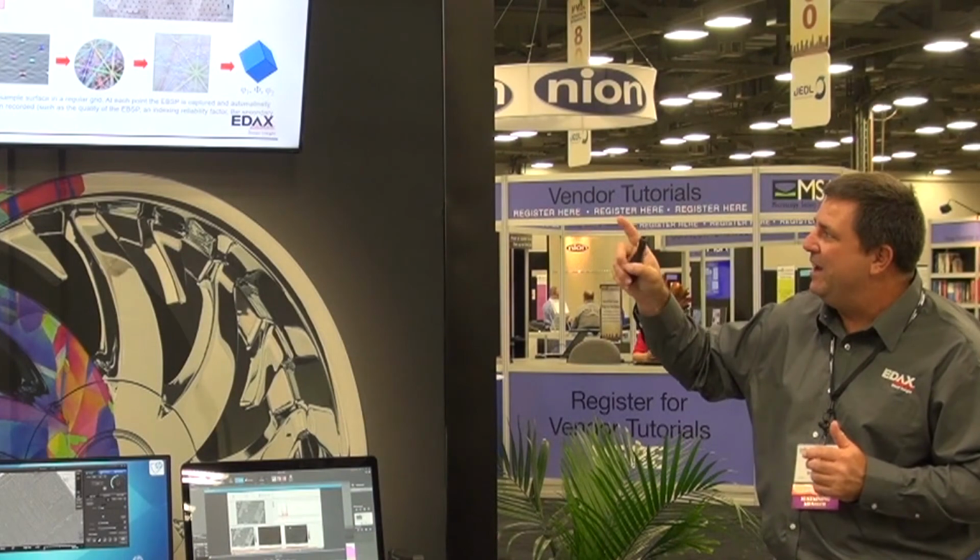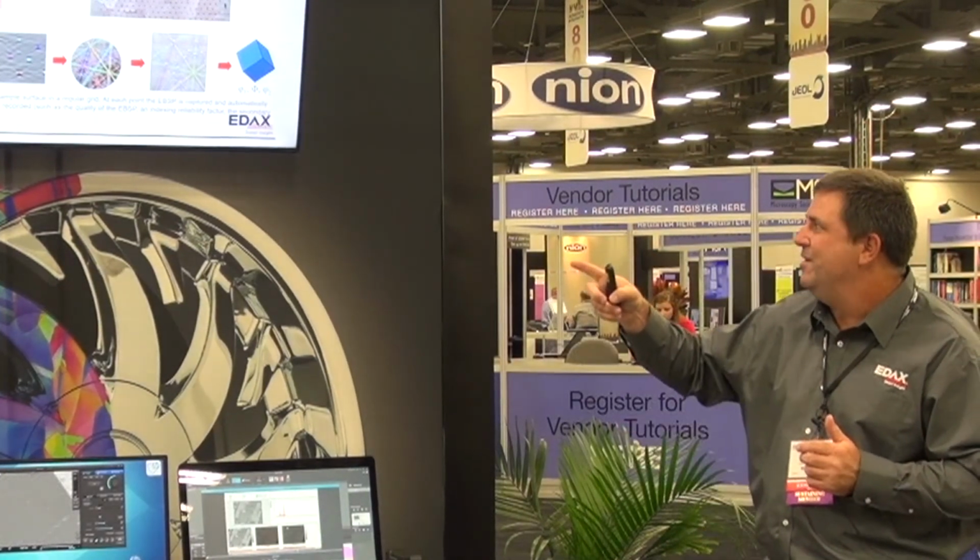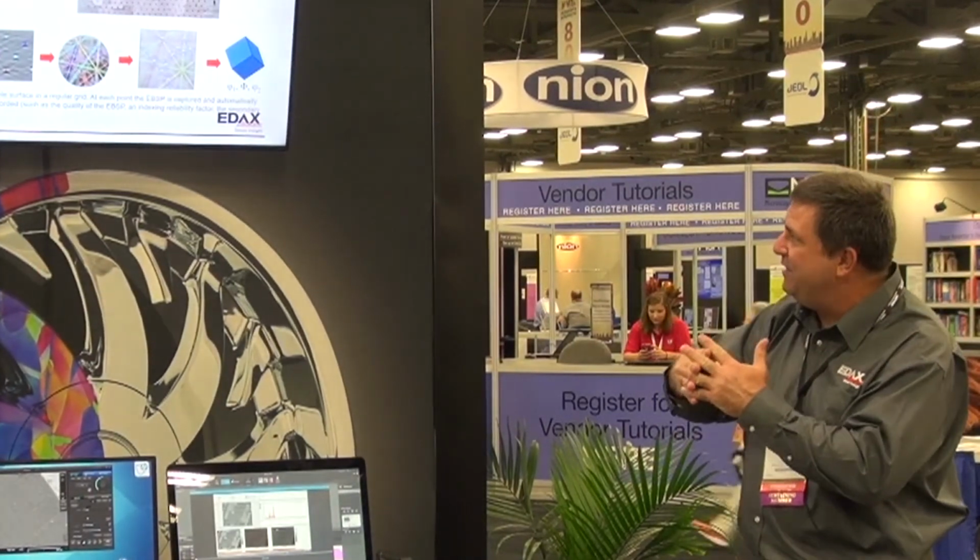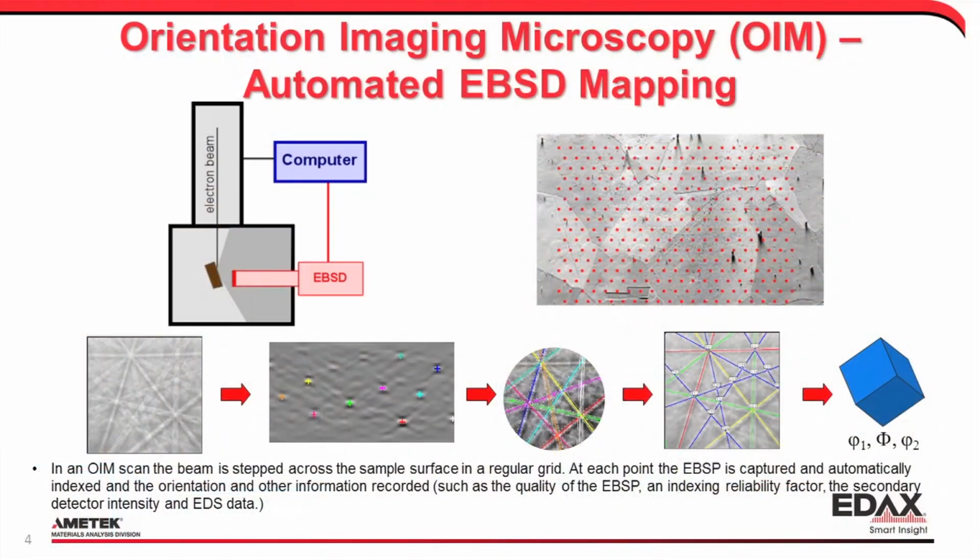At each point we get a diffraction pattern on the left. We analyze it through image processing to find the position of those lines in the pattern. Those lines correspond to different planes in the material. That tells us what the crystal orientation is on the right. And we do that for every pixel in the acquisition area.